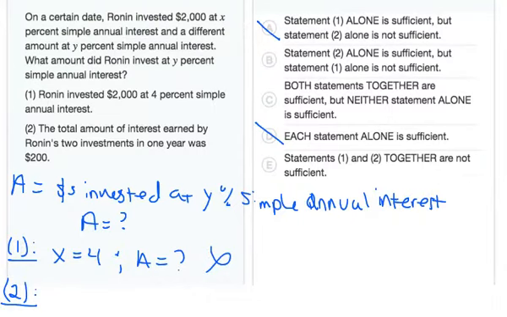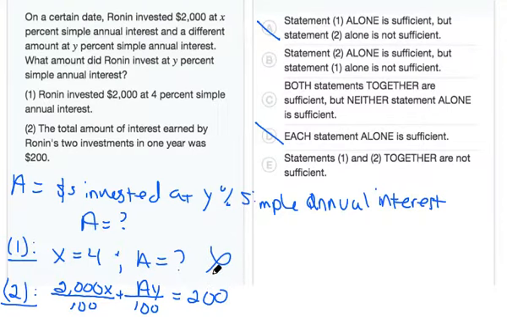Considering statement 2 alone, we're given that the total amount of interest earned in 1 year was $200. So we can set up an equation: 2,000 X over 100 plus AY over 100 should equal 200. We need to know the values of X and Y in order to determine the value of A.